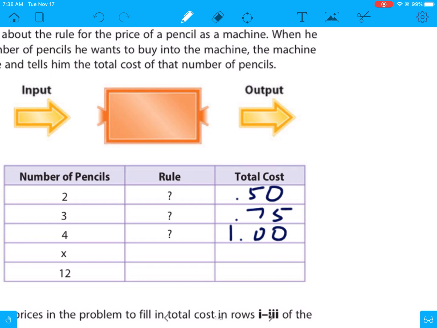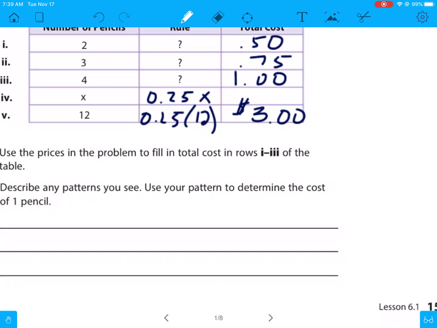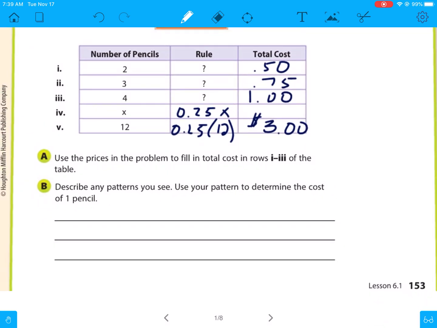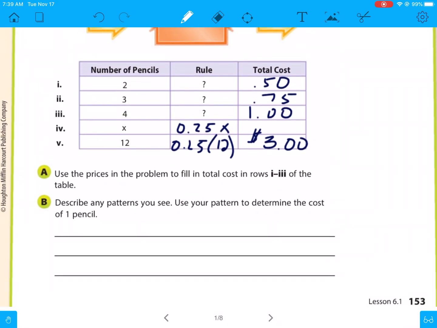So if you break that down, each pencil should cost 25 cents. So the number of pencils is going to be 0.25x, because you're going to multiply 25 cents per pencil. So this would be total cost 0.25x. So if you put in a 12, 0.25 times 12 is going to be 12 times a quarter, which is $3. So any patterns? Yeah, it goes up by a quarter each time, so each pencil costs 25 cents.